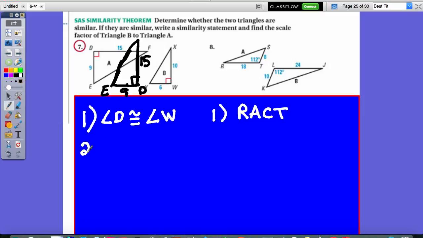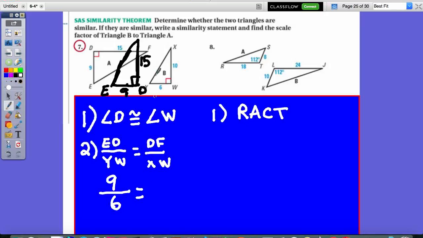So in order for these triangles to be similar, I would need ED to correspond to YW to have the same ratio of sides as DF would have to XW. And I'm going to fill in these numbers. ED has a length of 9. YW has a length of 6. This side, DF, has a length of 15. WX has a length of 10.